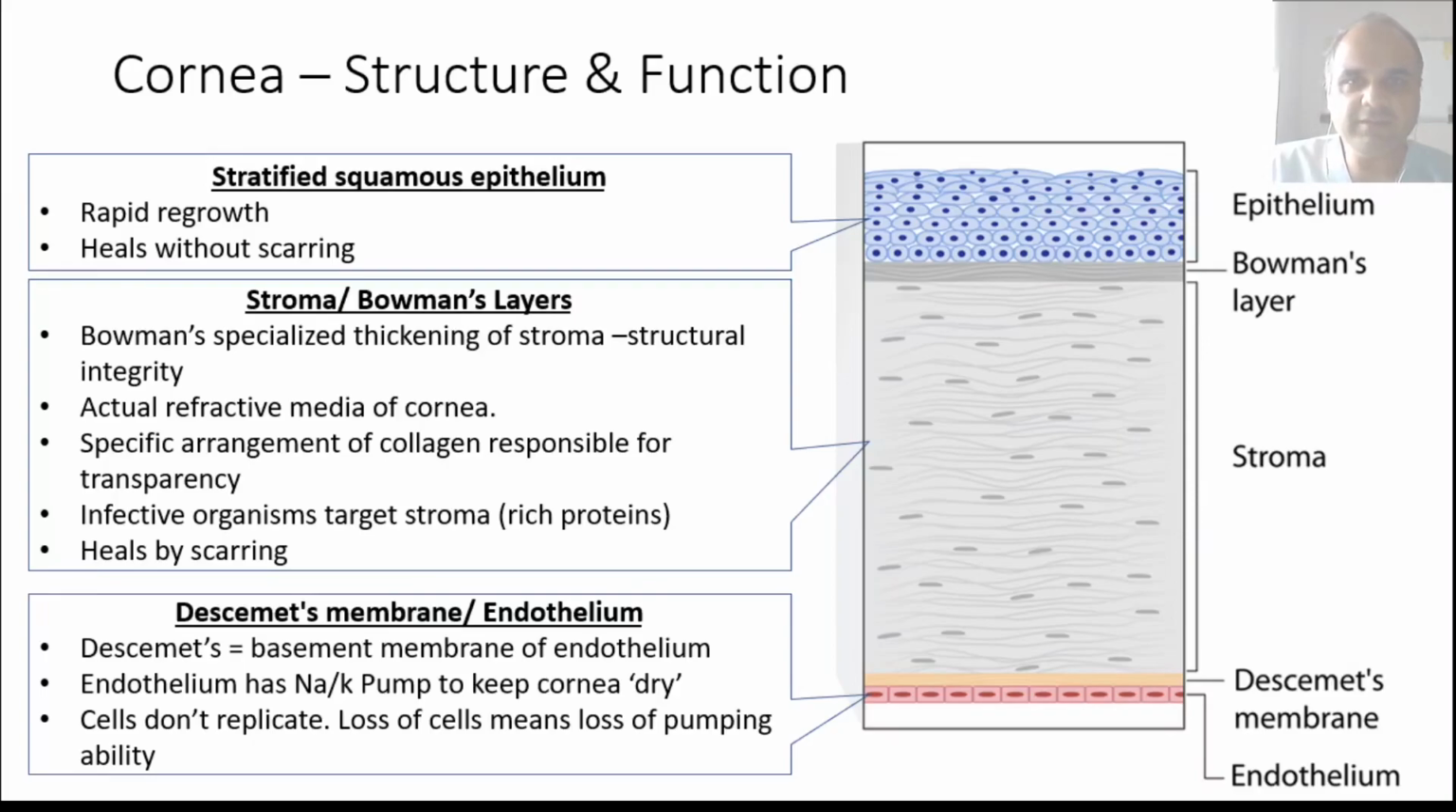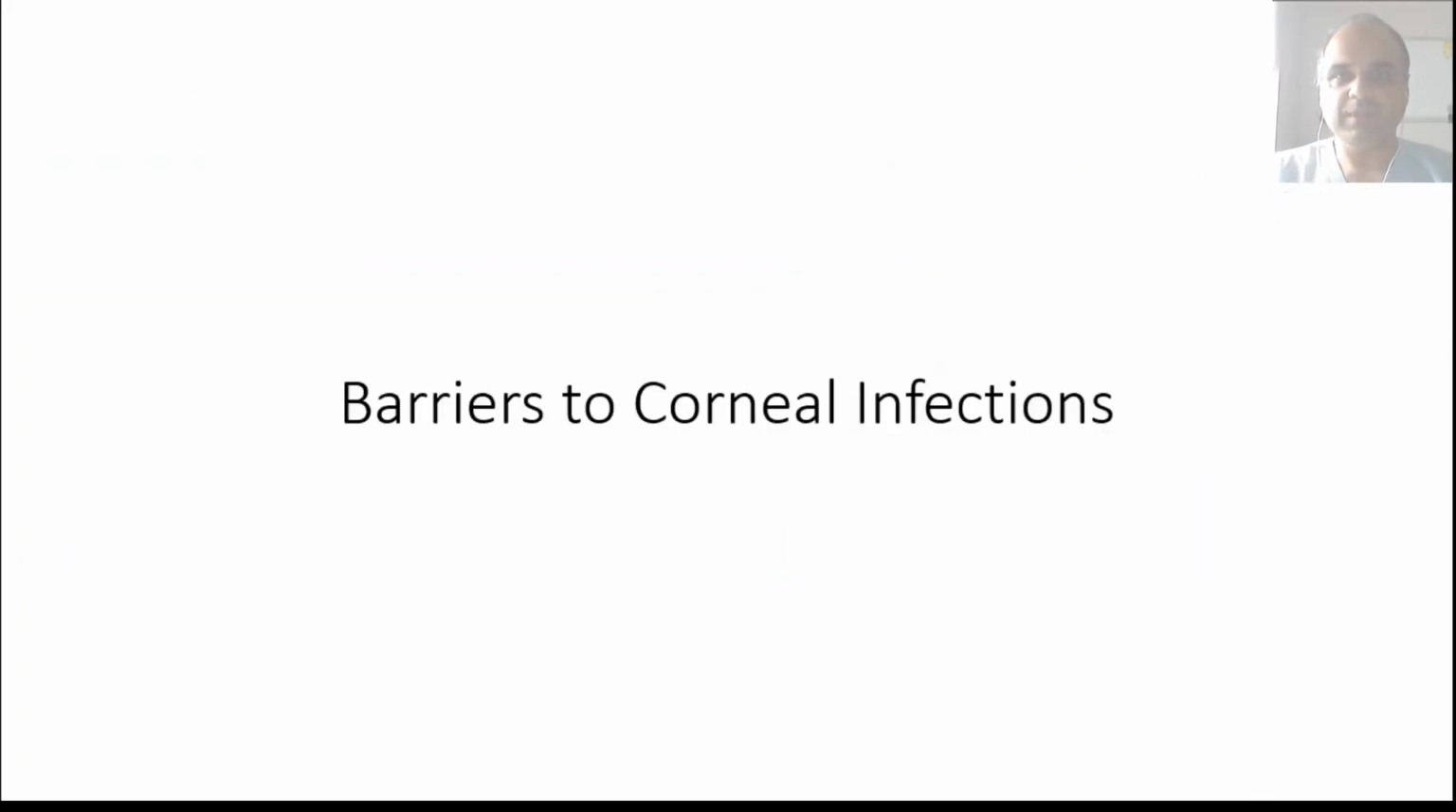The endothelial cells, once destroyed, don't replicate. The surrounding cells sort of enlarge to take up the space, but they have a limited capacity to do so. So if you lose enough endothelial cells, you will lose the pumping ability, and you will have loss of clarity of the cornea. We talked about this when we did cataract, and one of the complications of cataract surgery was post-operative corneal edema, which was because of excessive instrumentation or other processes that caused loss of these endothelial cells.